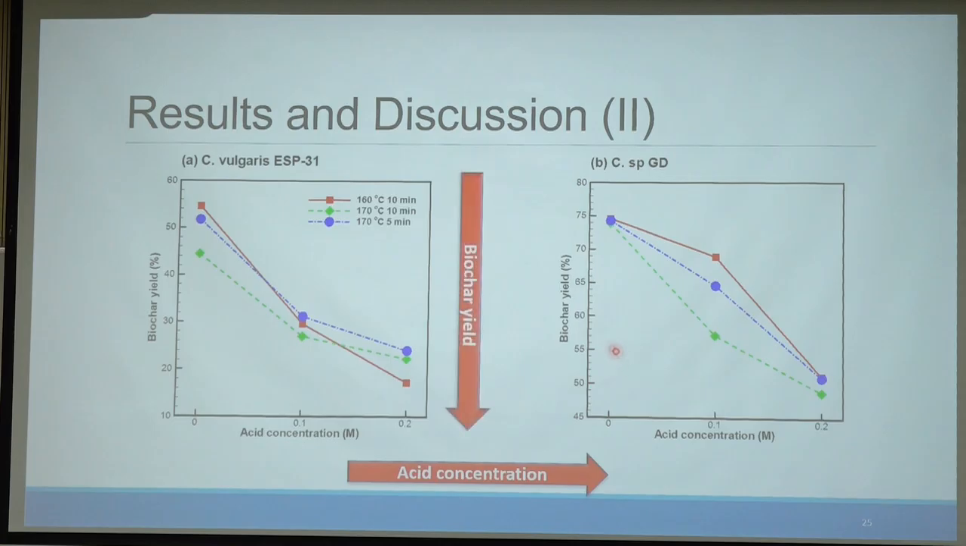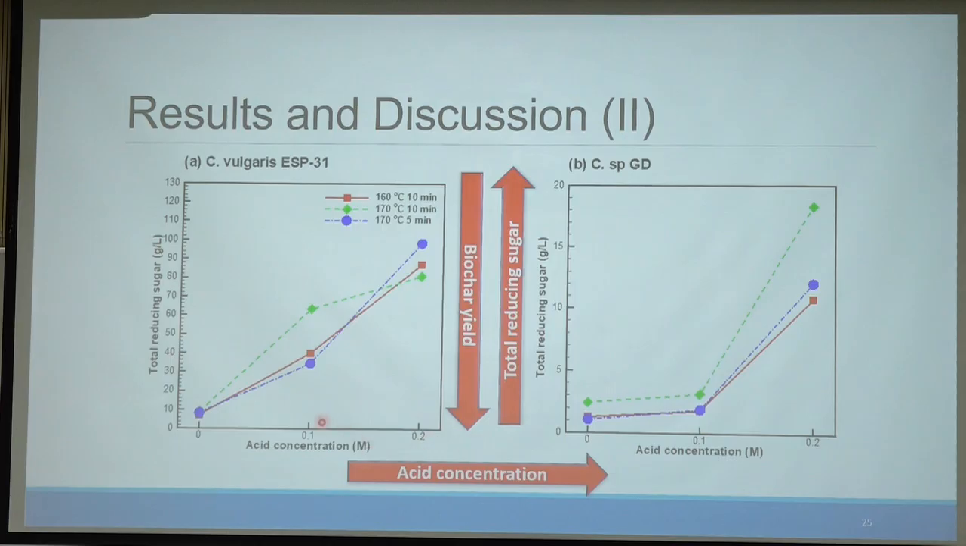After the wet torrefaction, we found almost similar results to those we obtained from the previous study. With the increase of the acid concentration, the total biochar is reducing, of course, under the different conditions. Similarly for these two species, the only difference is that the degradation of the protein-rich microalgae is lower compared to Chlorella ESP31, which is rich in carbohydrate.